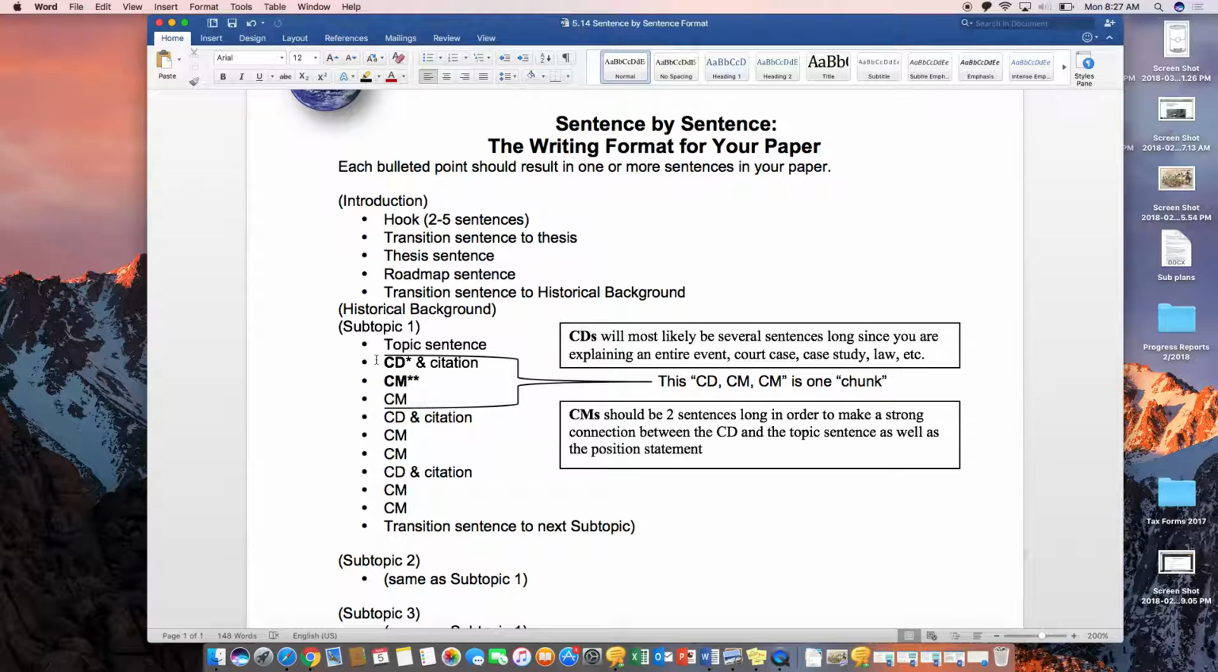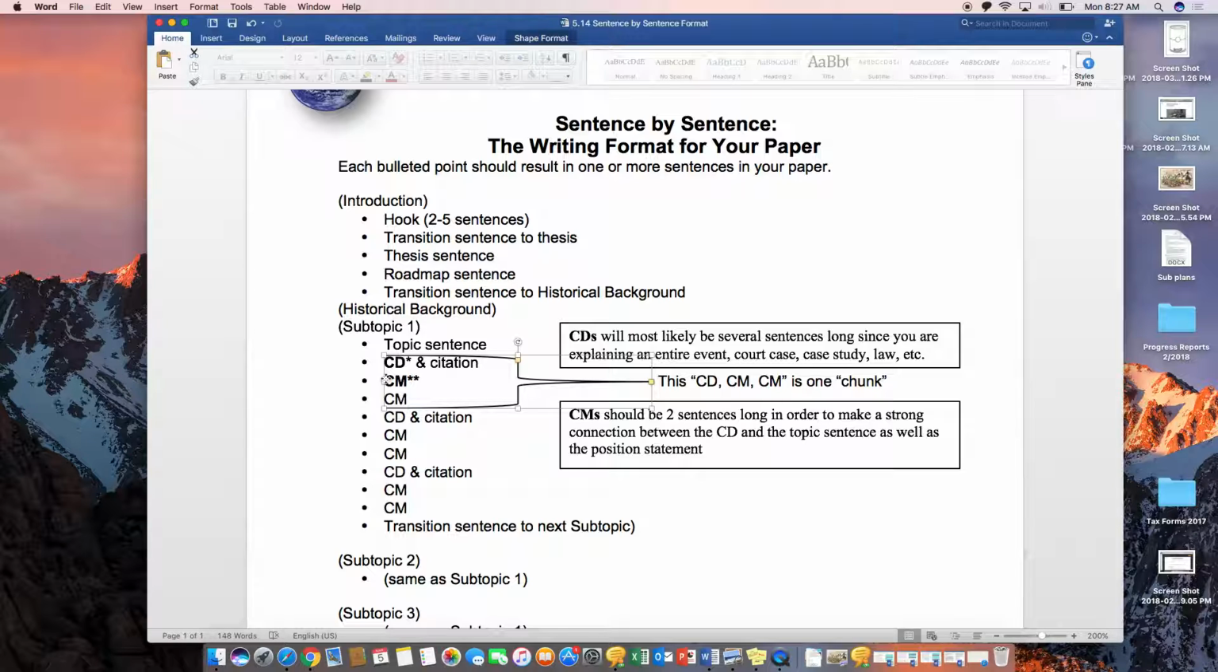After your CD, so after your 2 to 4 sentence explanation of that one event or one case study or whatever it might be, you will have 2 sentences of what we call CM. A CM is commentary. CM stands for commentary. Commentaries should be 2 sentences long in order to make a strong connection between the CD and the topic sentence as well as the position statement.